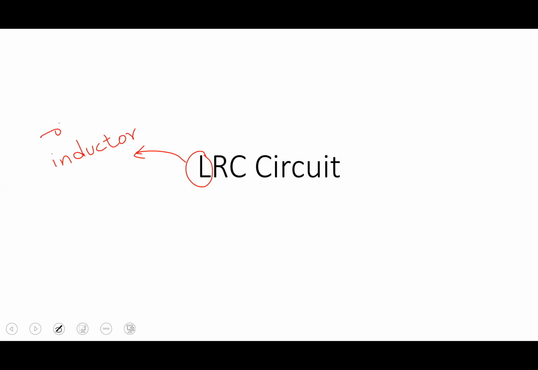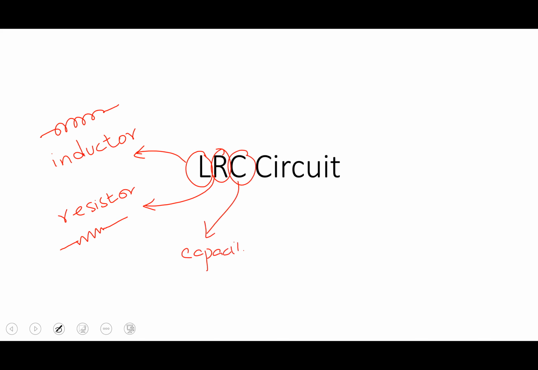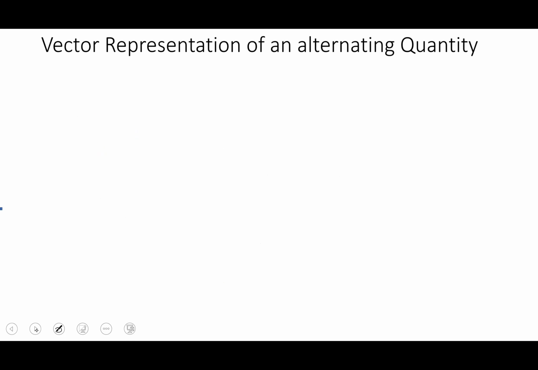Today's topic is going to be about the LRC circuit, where L is representing an inductor, which is symbolically represented as a coil. R is representing a resistor, which is symbolically represented like this, and C is representing a capacitor, which is symbolically represented as this. And when all of these three components are in a circuit, we call it an LRC circuit.